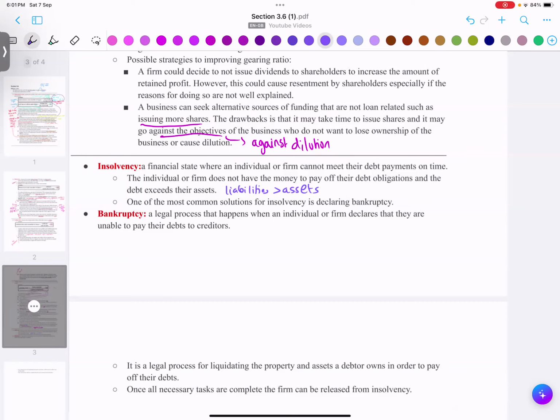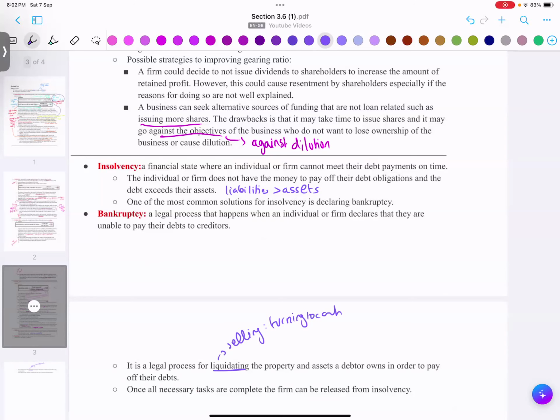Bankruptcy is a legal process that happens when an individual or firm declares that they are unable to pay their debts to creditors, meaning that bankruptcy is basically the declaration that you're insolvent, that you can't pay your debts to your creditors. It's a legal process for liquidating the property, basically selling the property, or rather converting it to cash, and assets a debtor owns in order to pay off their debts. Once all necessary tasks are complete, the firm can be released from insolvency.